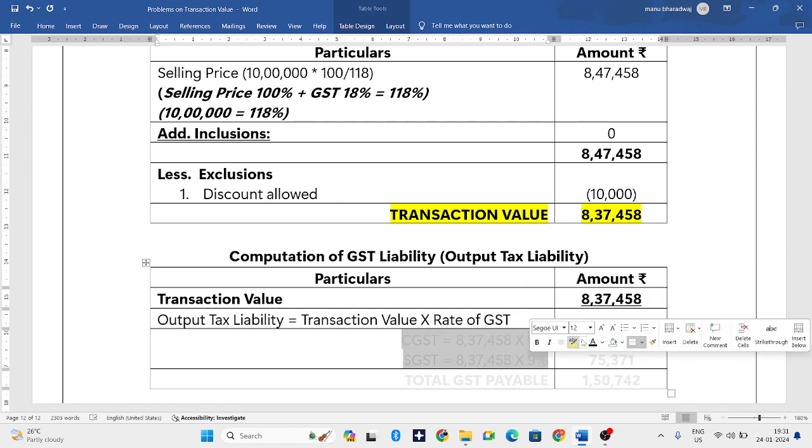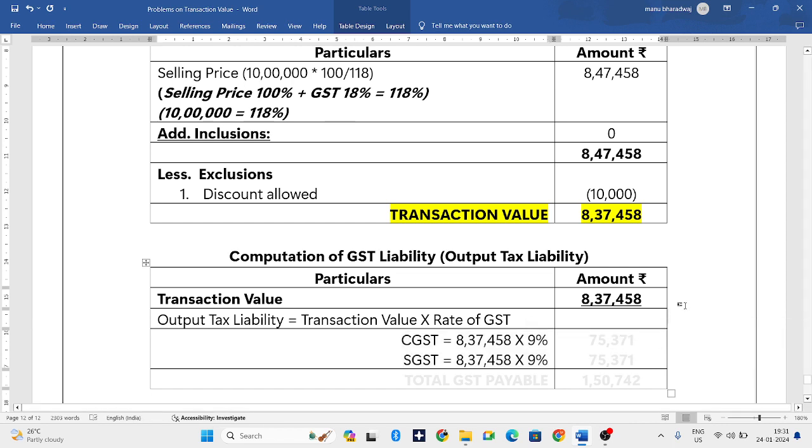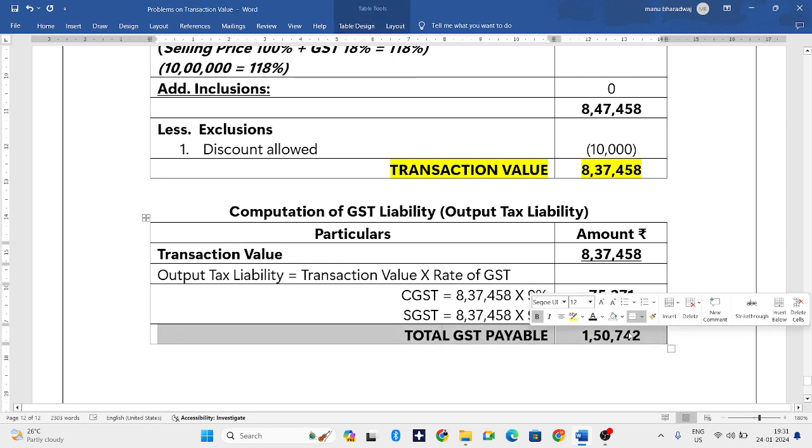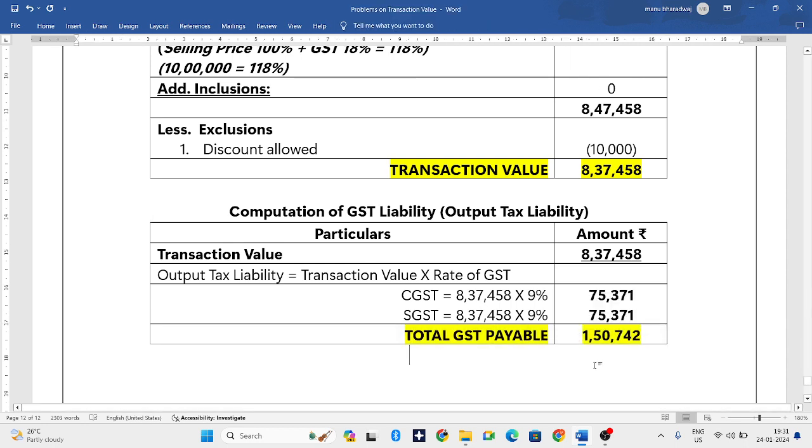Since it is within the state, no information is provided. We will consider it to be within the state or intrastate transaction. So we will levy CGST and SGST. CGST will be 9%, SGST will be 9%. So 9% on 8,37,458 will be 75,371 and 75,371. If you add both, you will get 1,50,742 rupees. That is our total GST payable.